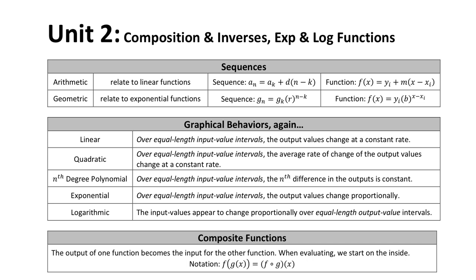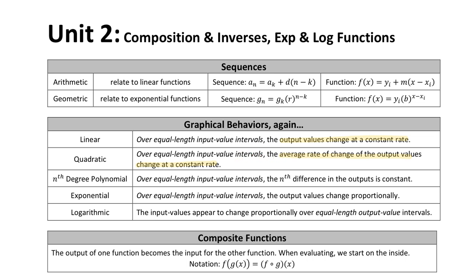Remember that for linear functions, over equal length input value intervals, the output values change at a constant rate. For quadratic, over equal length input value intervals, the average rate of change of the output values changes at a constant rate. Last class, a lot of us missed the question on the whiteboards that asked if it was linear or quadratic, by saying yes, it was quadratic, but with the incorrect reasoning. So I do need you to focus on the reasoning.